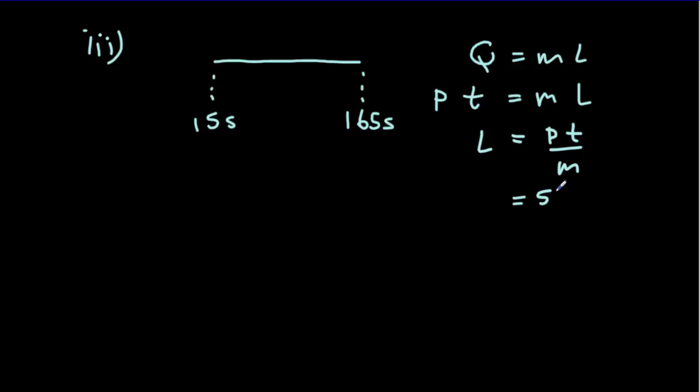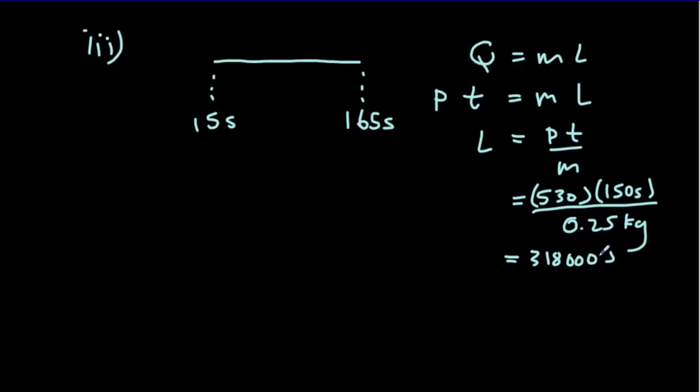Our power, once again, is 530 watts. The amount of time, 165 minus 15 would be 150 seconds. And we've got to divide that by the mass of 0.25 kilograms. Work that out and you should get about 318,000 joules per kilogram, or going to two significant digits, 320,000.